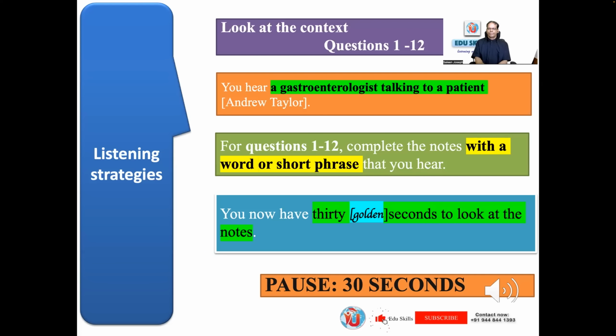Part A. In this part of the test, you'll hear 2 different extracts. In each extract, a health professional is talking to a patient. For questions 1 to 24, complete the notes with information you hear. Now look at the notes for extract 1.